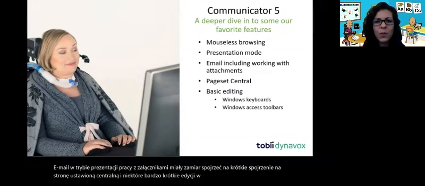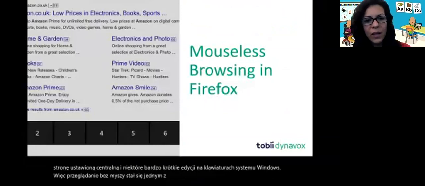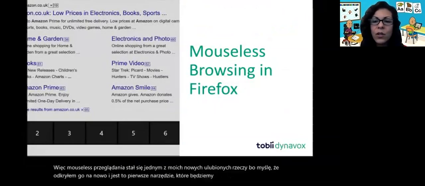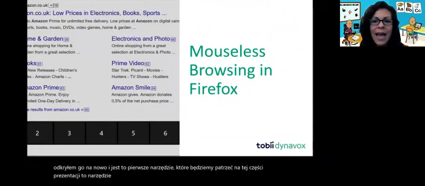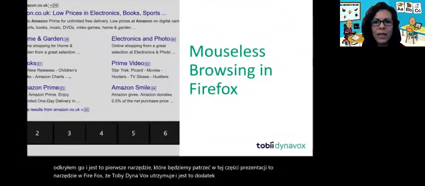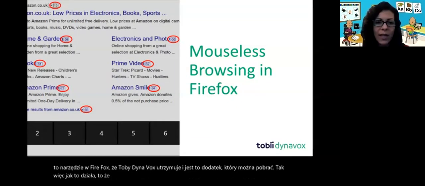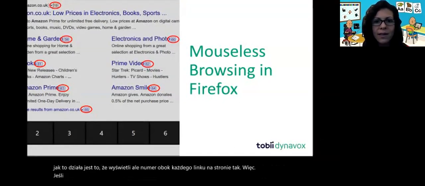So mouseless browsing has become one of my new favorite things because I think I rediscovered it, and it's the first tool that we're going to have a look at in this part of the presentation. It's a tool within Firefox that Tobii Dynavox maintains, and it's an add-on that you can download. How it works is that it will display a number next to every link on the page like this. So if you want to select a link, we're going to show you how you access it next.